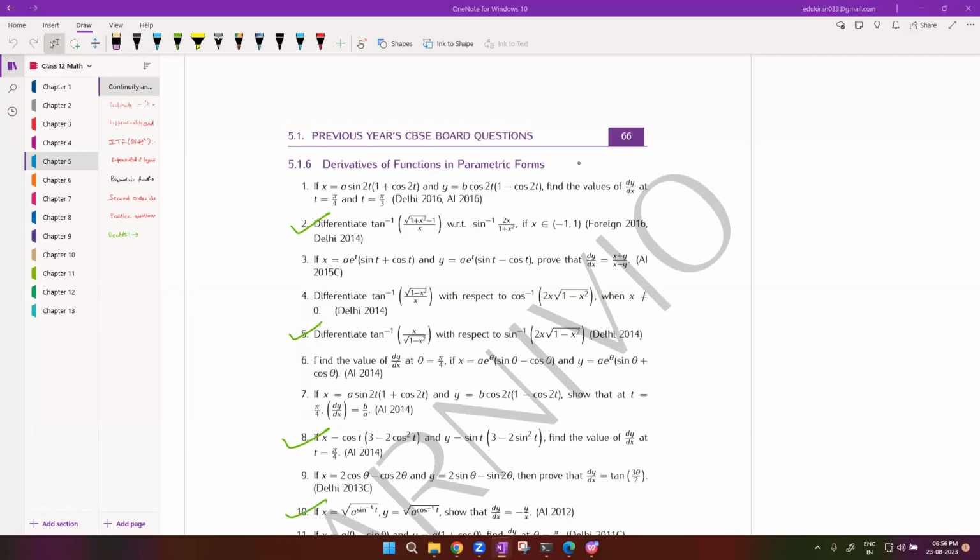Because see, a lot of questions will come from this chapter in the final exam, and if you're not able to solve basic differentiation, then you won't be able to solve basic integration as well. So the whole calculus depends how good you are in the current chapter. That is why I'm stressing.